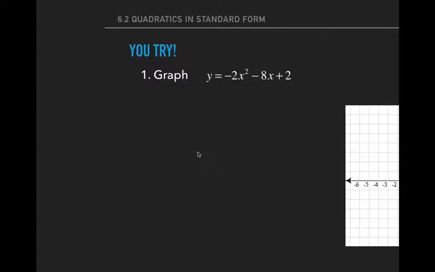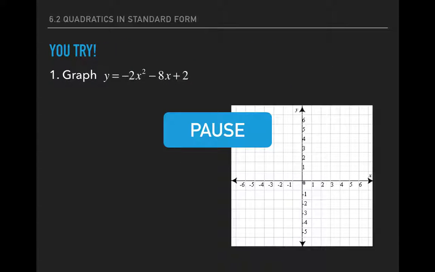All right, here we go. We've about reached the end. I want you to try this one all on your own. Pause the video right now and graph this quadratic in standard form.